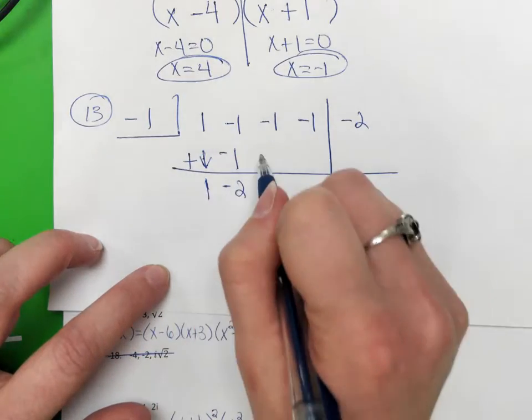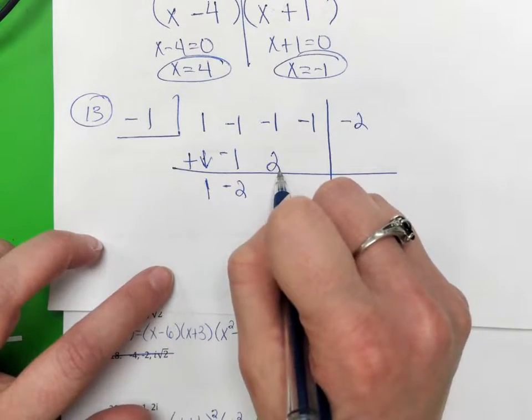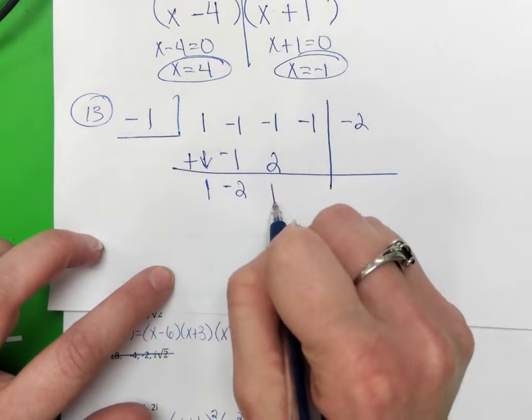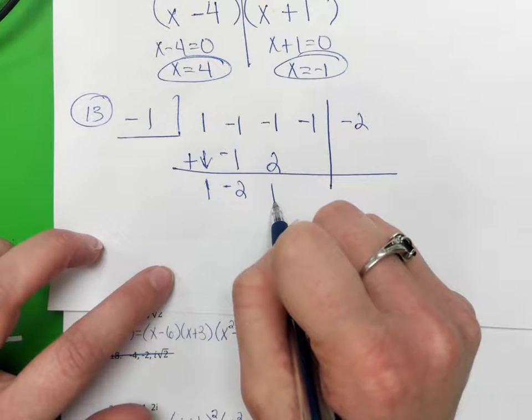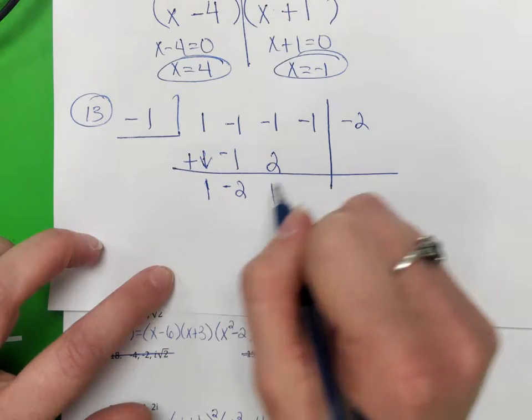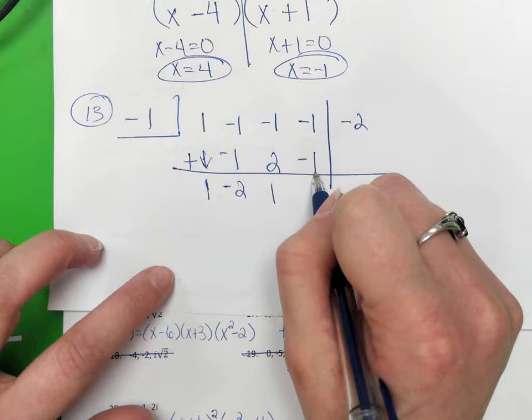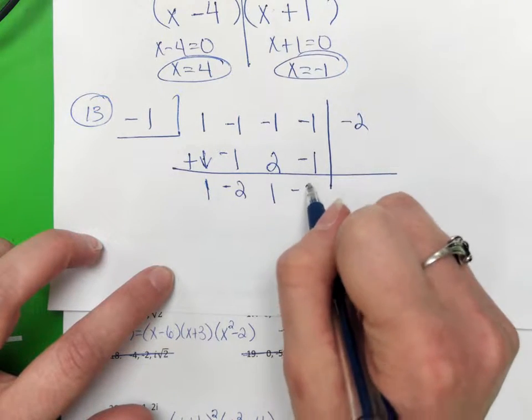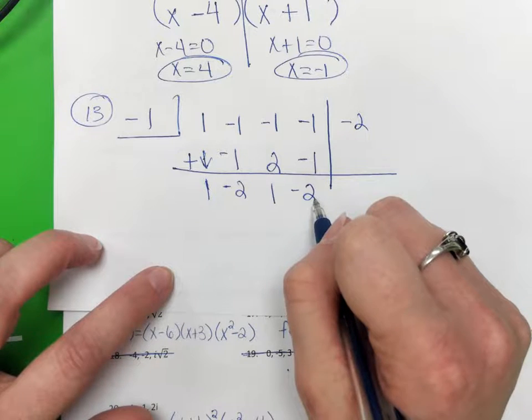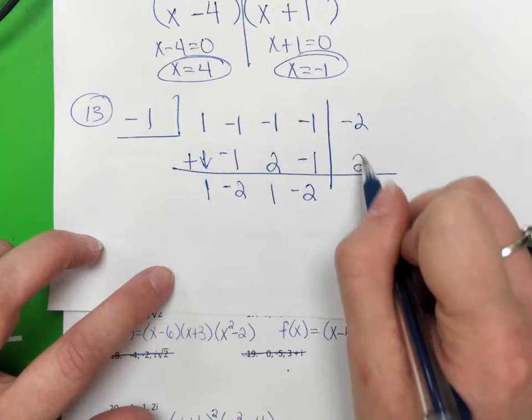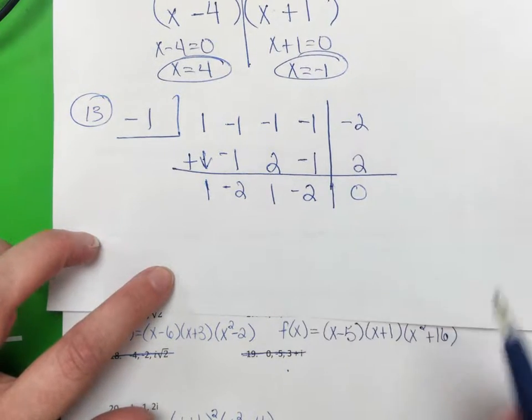Multiply, you get positive 2. Add, you get positive 1. Multiply, you get negative 1. Add, you get negative 2. Multiply, you get positive 2. Add, you get 0.